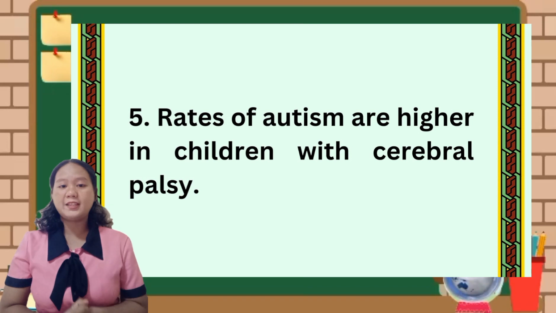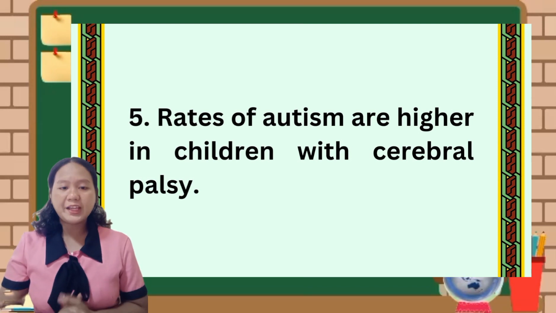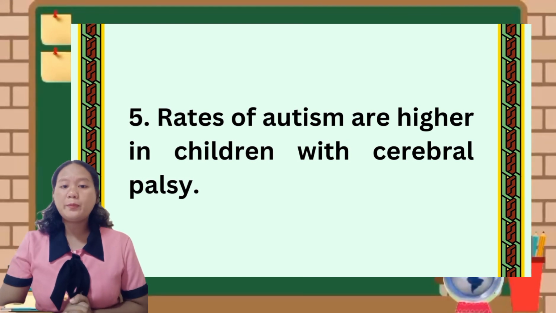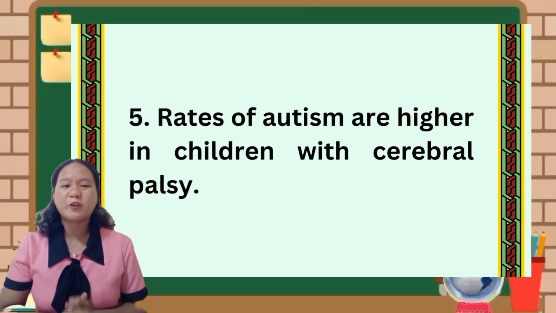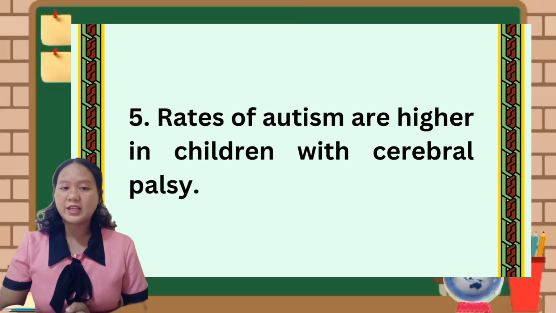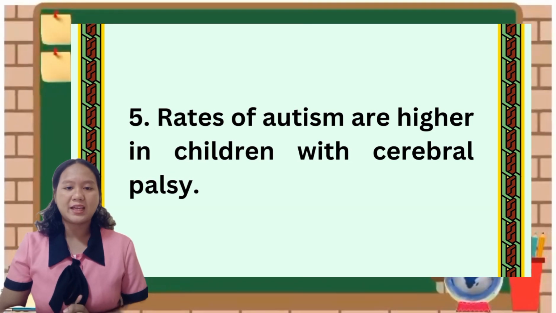The fifth one is rates of autism are higher in children with cerebral palsy. Children with cerebral palsy are at a higher risk for having other developmental disabilities, including autism. Teachers should be aware of this because they are not always diagnosed.